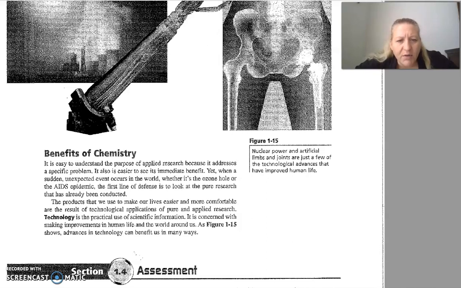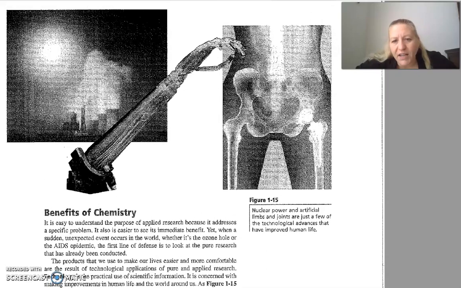The products that we use to make our lives easier and more comfortable are the results of technology applications of pure and applied research. Technology, which is also another vocab word, is the practical use of scientific information. It is concerned with making improvements in human life and the world around us. And Figure 1-15 shows advances in technology that can benefit us in many ways. So Figure 1-15: nuclear power and artificial limbs and joints are just a few of the technology advances that have improved human life.